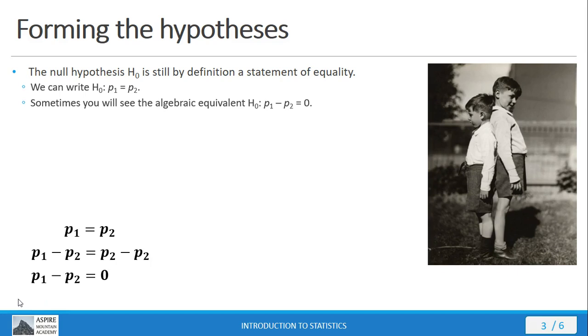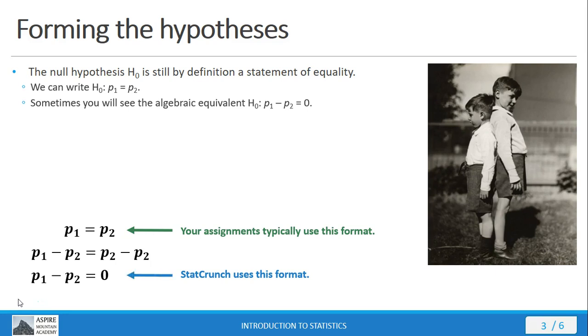Sometimes you'll see it in one way, and sometimes you'll see it the other way. And that's the reason why I'm bringing this up here, because this first way that we're looking at is typically valued by your assignment. So the preferred way of expressing the null hypothesis in your assignments is going to use that first format. However, StatCrunch is going to be using that second format that we're looking at here.